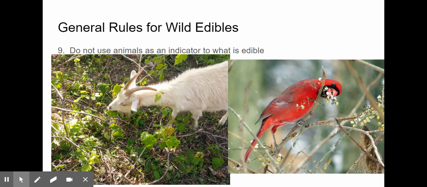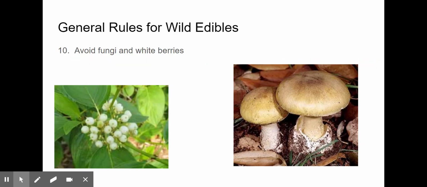Number 9, we can't use animals as an indicator as to what is edible. They have different digestive systems. They've evolved to rely on some of these plants. So here's a couple examples of animals eating poison ivy. So we have a goat on the left. They were using that for poison ivy control. They can walk through it. They can eat it without any reaction to it. So just because a squirrel's down eating a mushroom or something, we can't say, well, that squirrel's eating it, so I think I should be able to eat it. So we can't use animals as an indicator. And then on the right side, that's a cardinal eating poison ivy berries also. So we can't use them. Don't use them. Use your field guides and your apps instead.